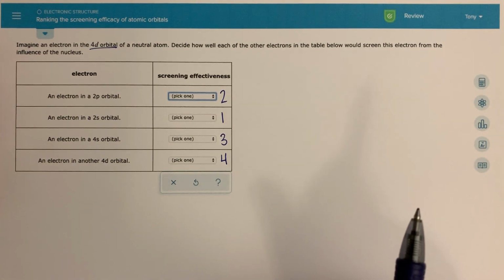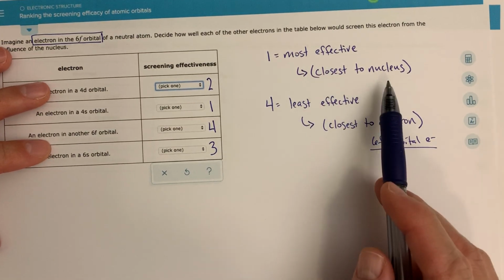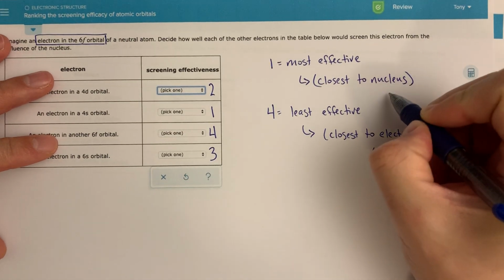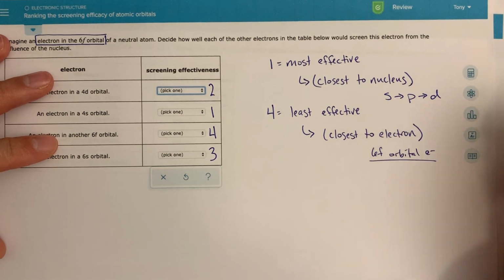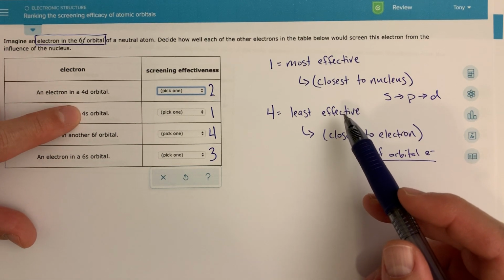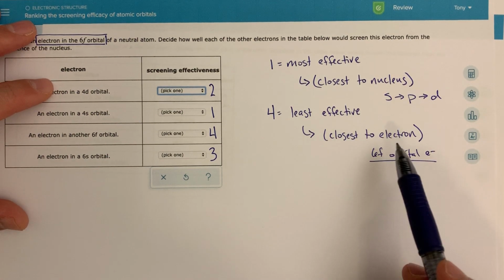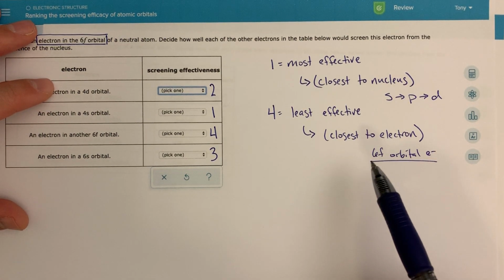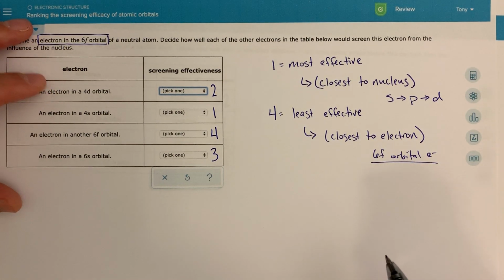But basically, the take home message: most effective is going to be closest to the nucleus, and so that's going to be s, then p, then d, and then f. And the lower the energy, the lower the principal quantum number, the lower the energy level, the more effective it's going to be. The least effective is going to be the closest to the electron in question, so higher numbers, or f orbitals versus d orbitals, and so on and so forth.